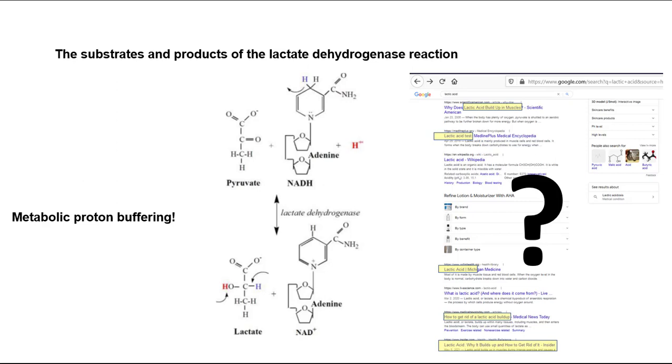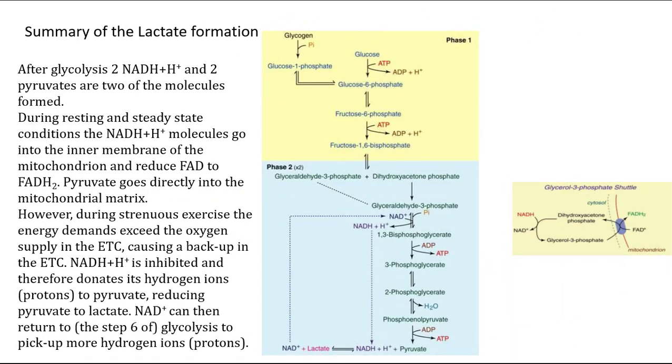Look at the lactate dehydrogenase reaction again. Note that instead of producing a proton, lactate production really consumes a proton. As such, lactate production is a major component of what is called metabolic proton buffering, thereby retarding, not contributing to, acidosis. After glycolysis, 2 NADH plus proton and 2 pyruvate are two of the molecules formed.